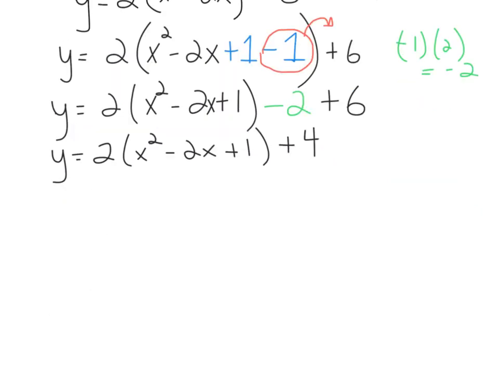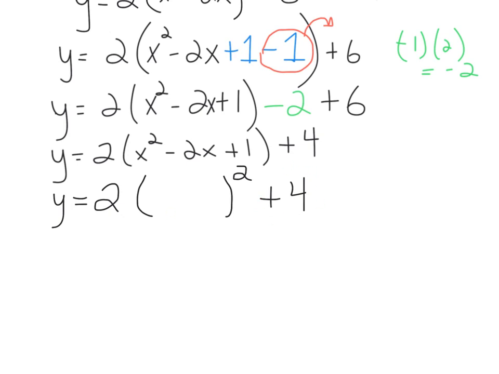Our last step is to factor this perfect square trinomial that we have inside the bracket, and we're going to shortcut it like we learned. So we have the a value. You're going to make yourself a smaller bracket. You're going to square that bracket, and you're going to keep the outside number. So we still have our common factor in the front of 2. We still have our +4 on the end.